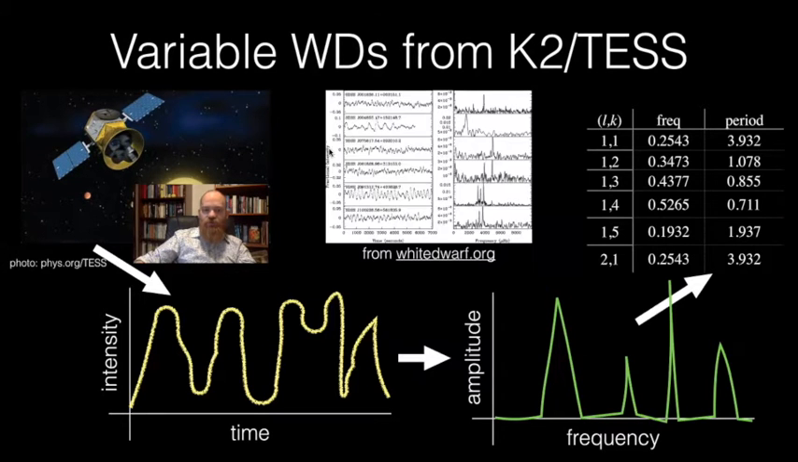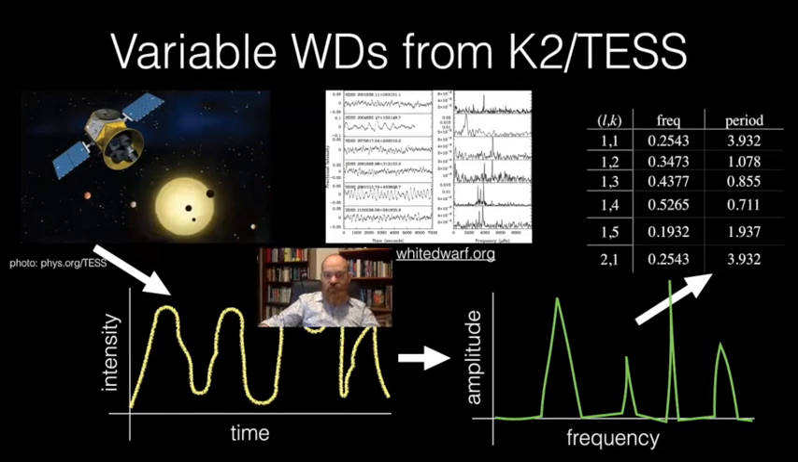This is a cartoon picture, but for a real star, it looks something like this from the K2 data. And you can see for a lot of these modes in the Fourier transform, it has a very, very narrow peak, meaning very accurate data. That's because K2 and TESS, being in space, are able to measure these variable white dwarfs for a month at a time or even more, getting very, very accurate data. This is what observers do. I am not an observer. I am actually a theorist.